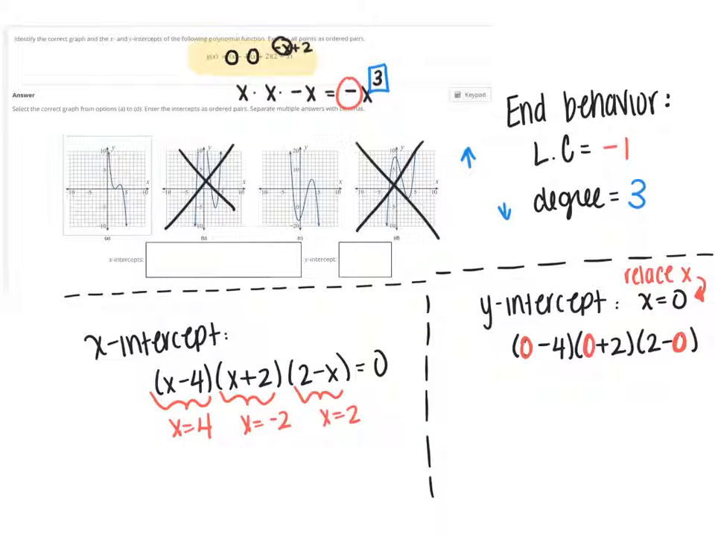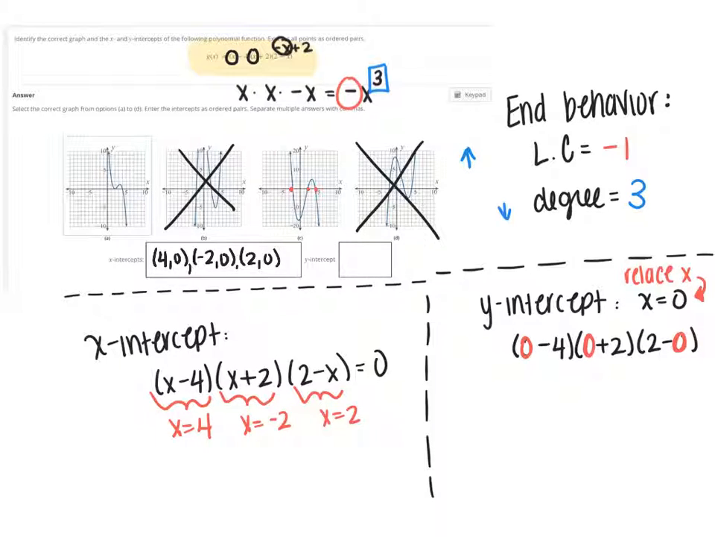So from here, I have 3 x-intercepts. So now I should be able to narrow down my graph to just see which one of them has 3 x-intercepts. You'll see in that third graph, those are the 3 which look to be about where I'm thinking, negative 2, positive 2, and 4. So you're going to type those into Hawks. Now they want it as a point, so you'll have to do the point 4, 0, negative 2, 0, and 2, 0, and put commas in between all of those.